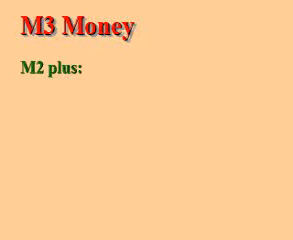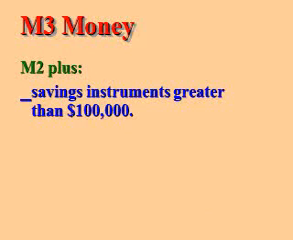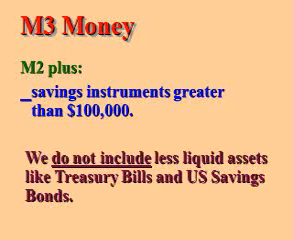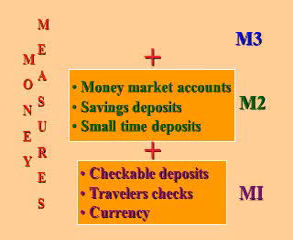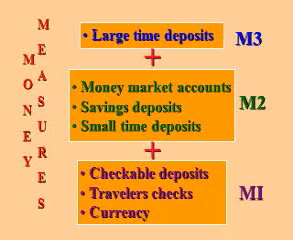M3 money is M2 money plus any savings instruments greater than $100,000. Again, if Bill Gates has $20 billion in stock, that's a savings instrument that's greater than $100,000. We do not include less liquid assets like T-bills or U.S. savings bonds in M3 money. That's taken out. That's important to know. Okay, so just to recap here, M1 money is checkable deposits, travelers' checks, and currency. M2 money are savings accounts and small-time deposits, and then M3 are large-time deposits.